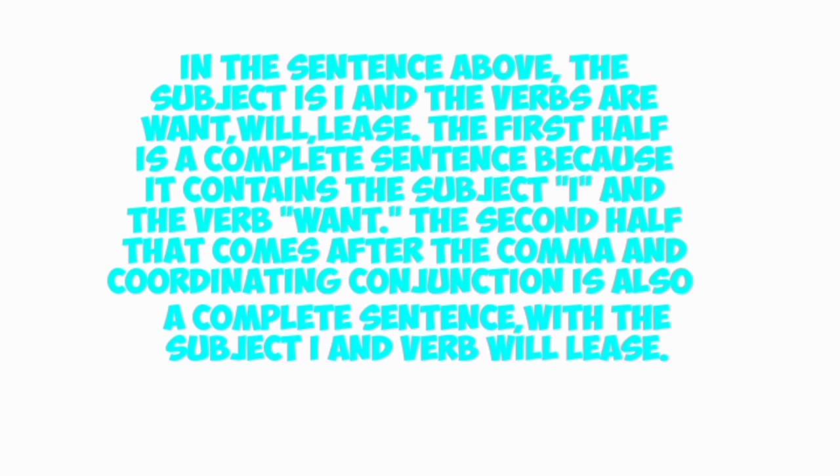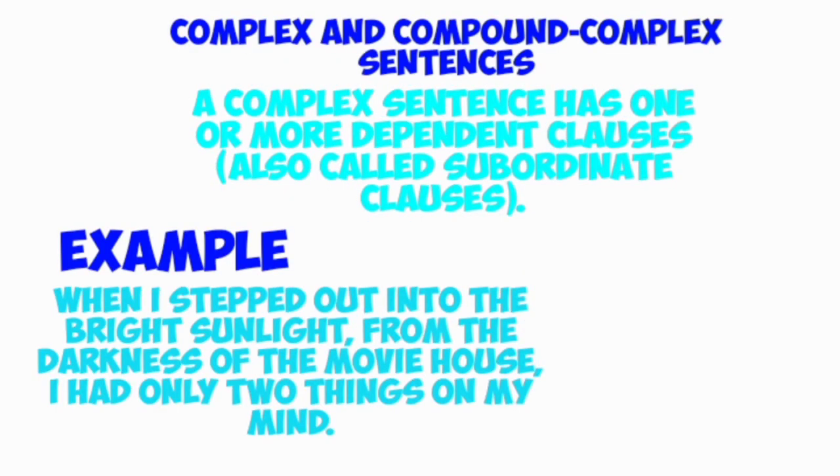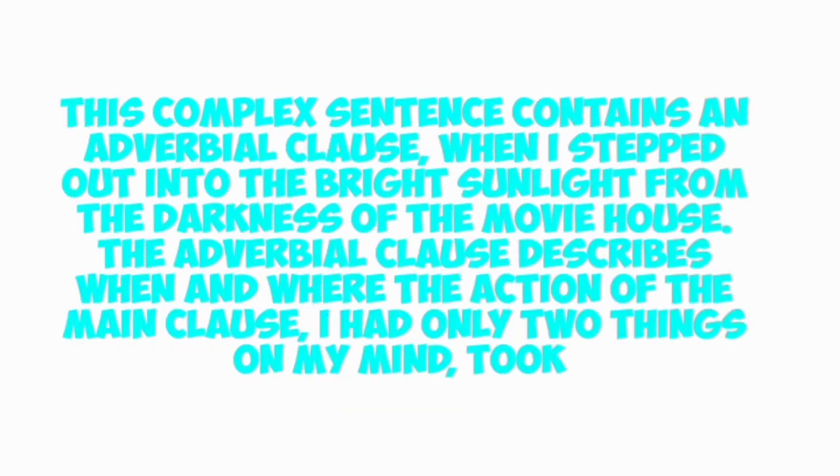Third type of sentence is the complex and compound-complex sentence. A complex and compound-complex sentence has one or more dependent clauses, also called subordinate clauses. Example, when I stepped out into the bright sunlight from the darkness of the movie house, I had only two things on my mind. This complex sentence contains an adverbial clause.